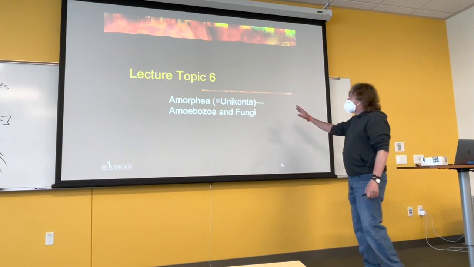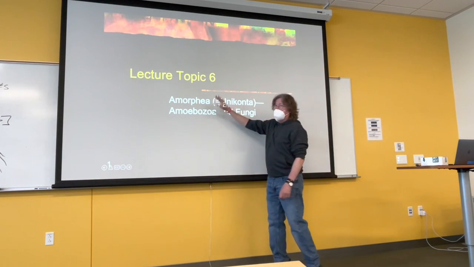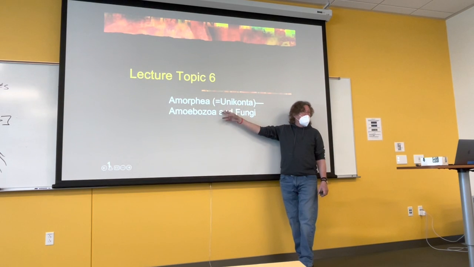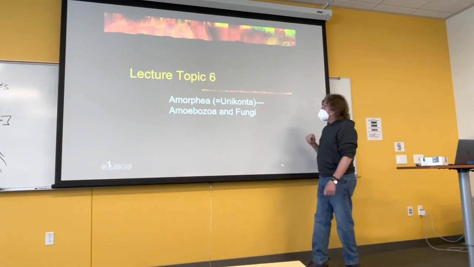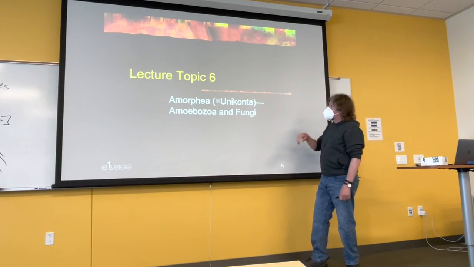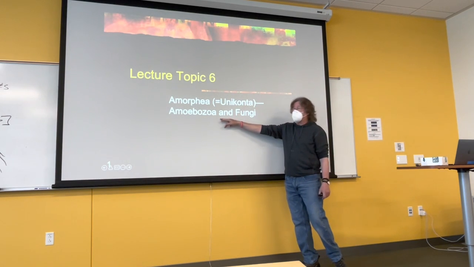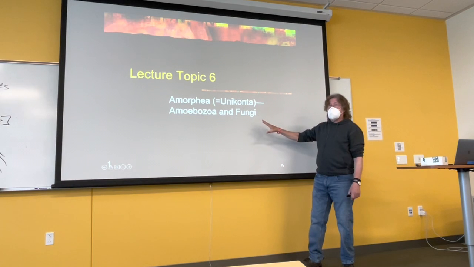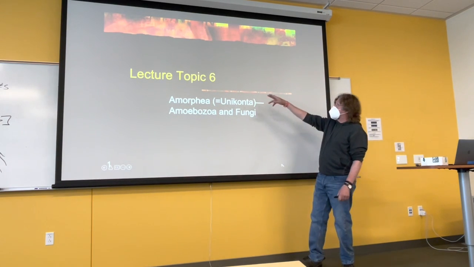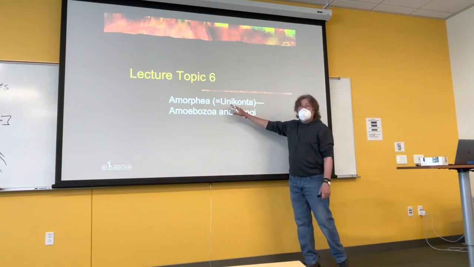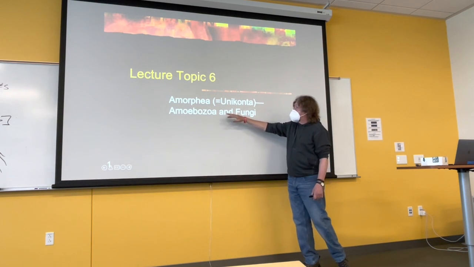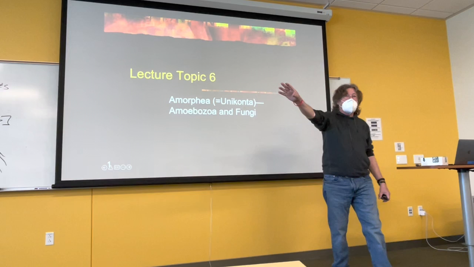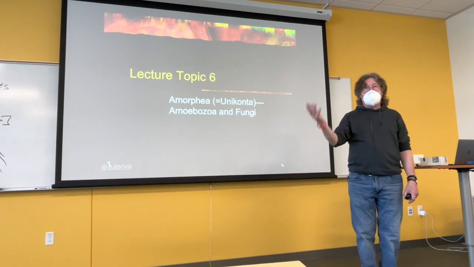All right, so our last clade that we have to go through is the Amorphea. You'll also see it called the Unikonta, but in here we're referring to it as the Amorphea. It consists of a group clade called Amoebozoa, fungi, and animals. In this lecture, topic 6, we'll cover only Amoebozoa and the fungi. We have another lecture, 7, that's going to be the animals.